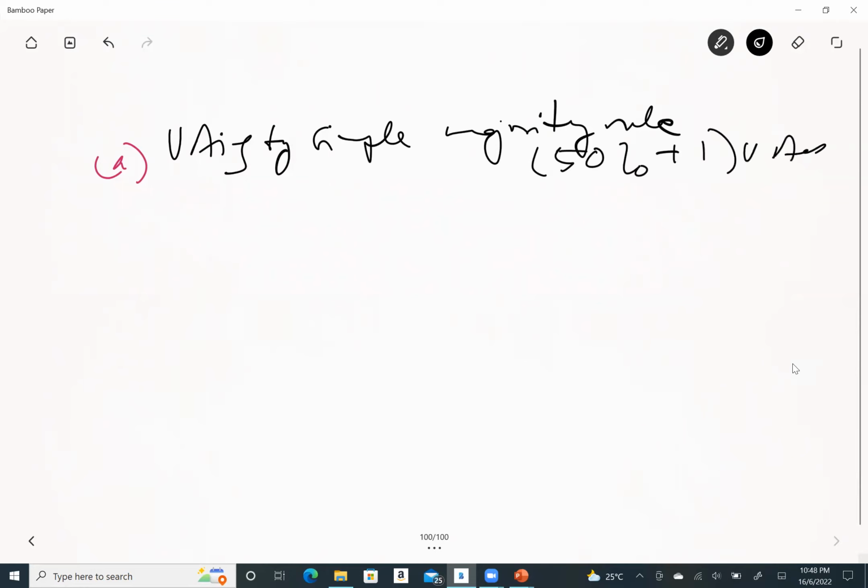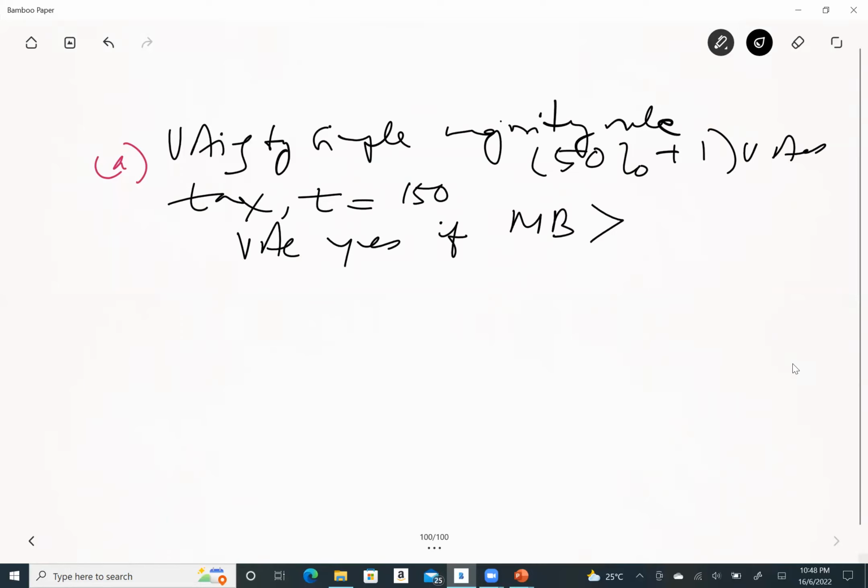So now under this political equilibrium model, you're given the tax, P equal to 150. So the principle of voting, you vote yes if what? If the marginal benefit is bigger than or equal to the tax. In this case, of course, 150. So the first thing I want to see is this principle. I think most people got it right, as of when I graded the thing.